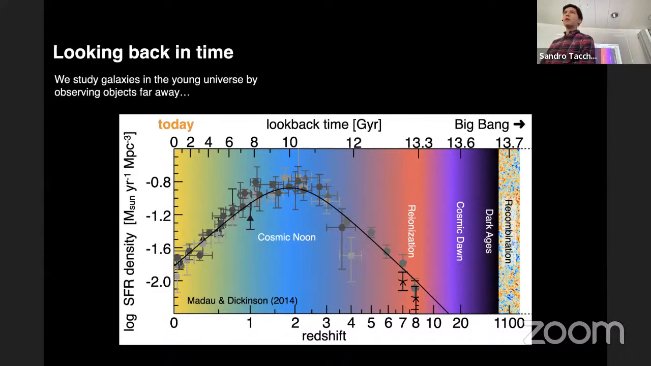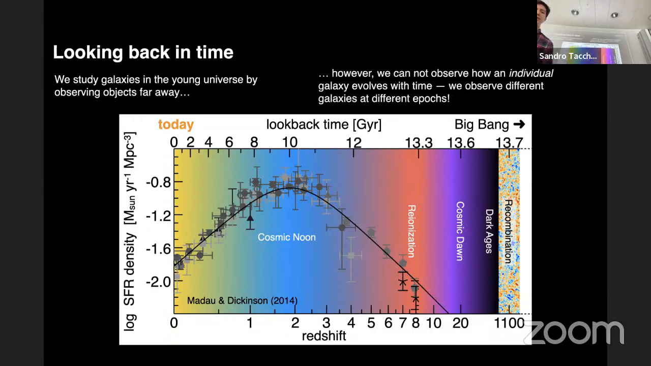But of course, an important caveat here on the observational side is that this doesn't really show you the evolution of an individual object, right? So this shows you basically a volume average. And so when we look back in time, we actually always observe different galaxies.